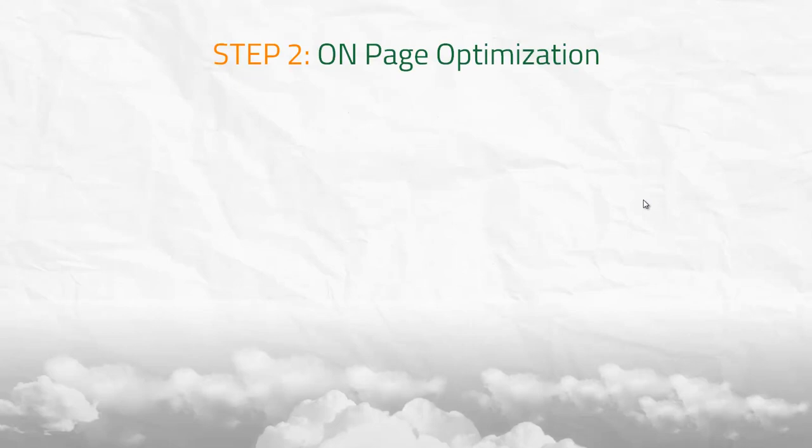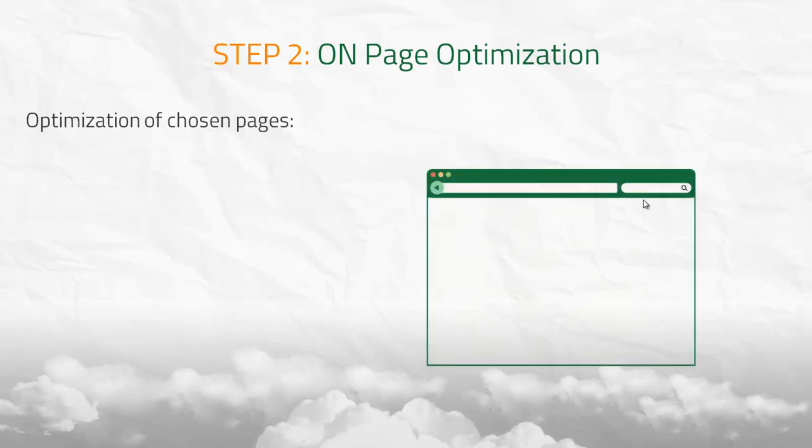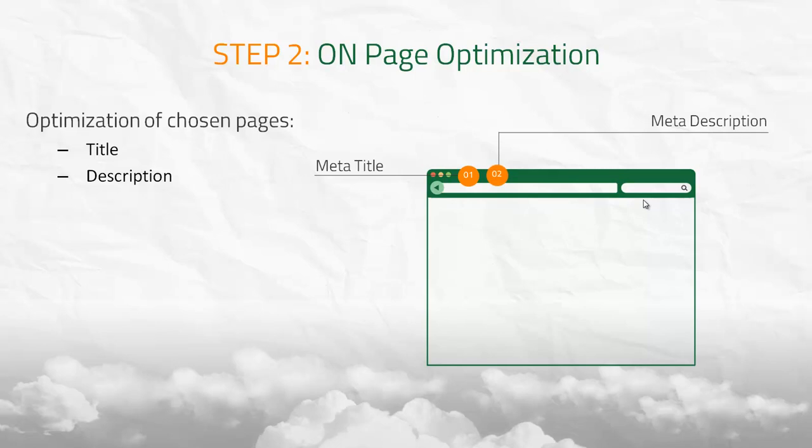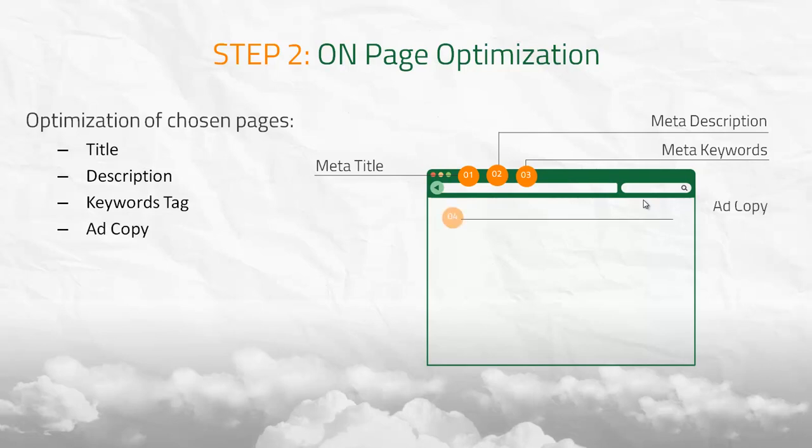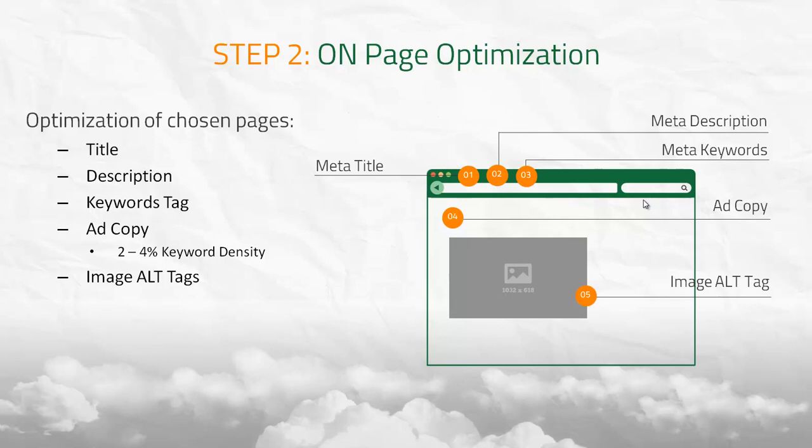Okay, step 2, what we do for you is we optimize the chosen pages. We would optimize the title, including the keyword that we found for that particular page. Then we'd optimize the description, also including the keywords that we chose. And then we'd also update the meta keyword tags, including those. Then we also update the ad copy to include your keyword 2 to 4% of the time, so that way the keywords are found in there as well. And then we also include it in the alt image tag if there's an image on that particular page.